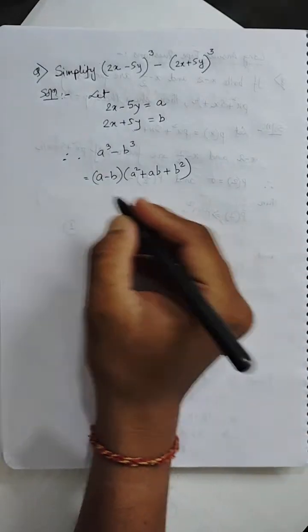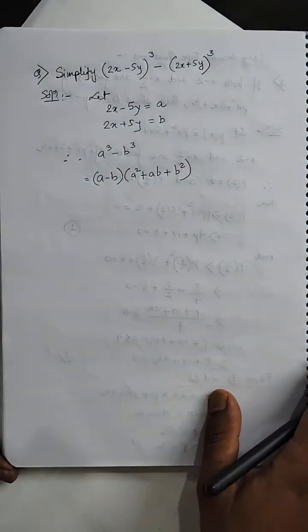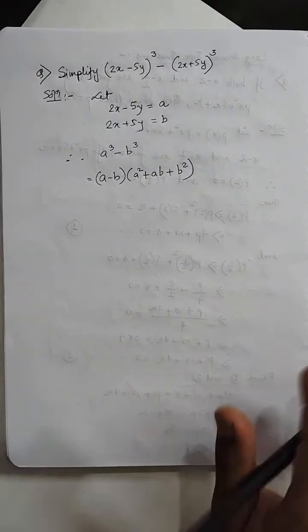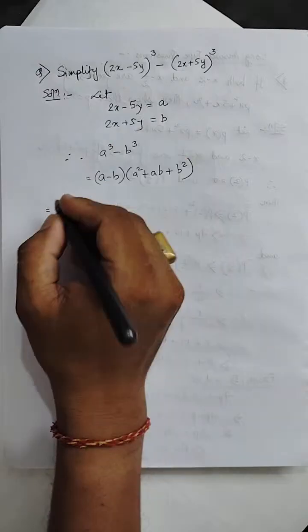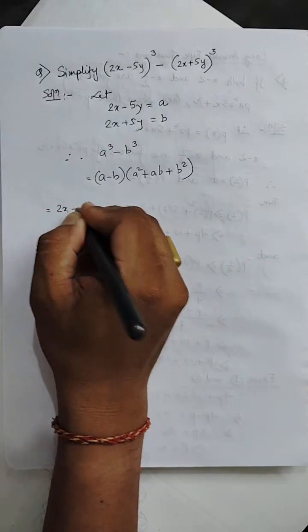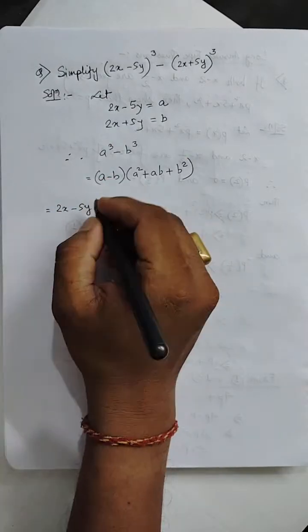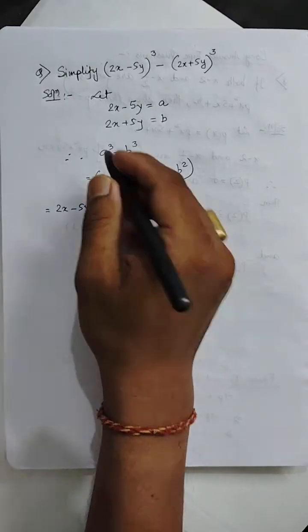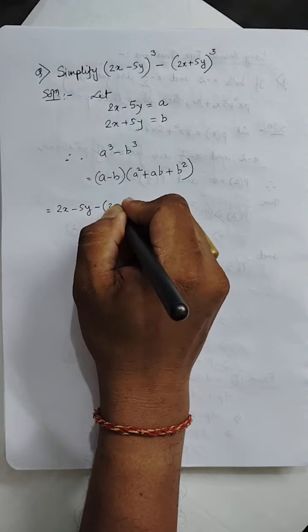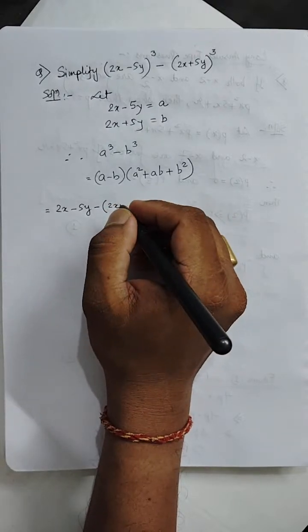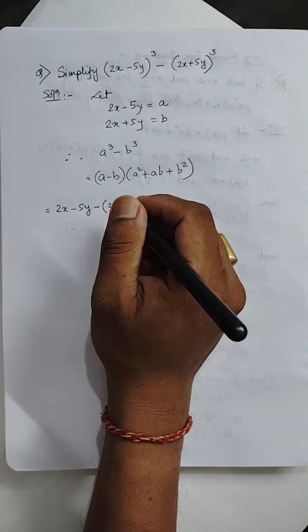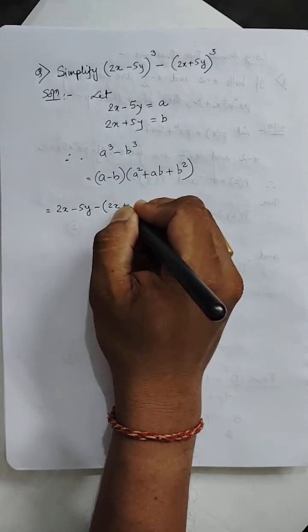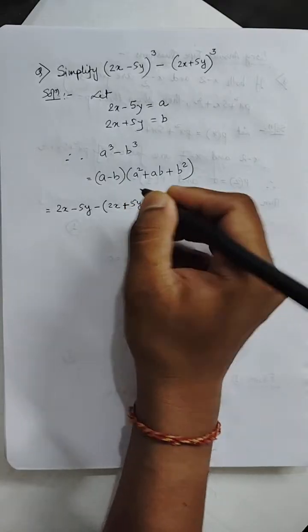Okay. So I am writing it on the side, otherwise. So a is 2x minus 5y, and we have minus, so we need to be careful. Minus 2x plus 5y.